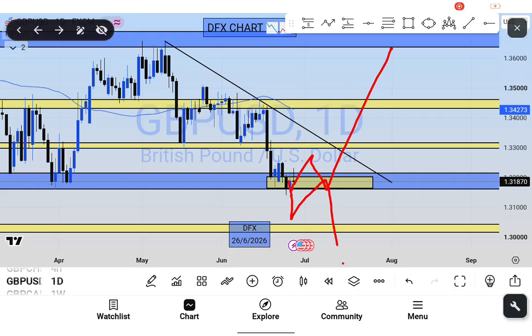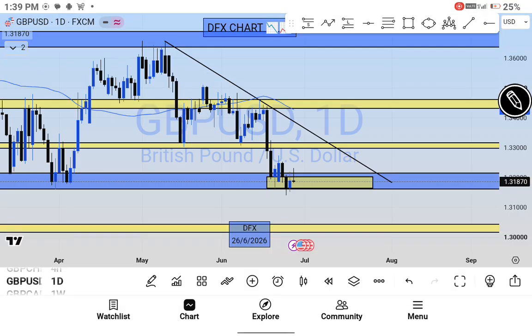So those are the two scenarios we're looking at. That's why I said we let the market do its thing, and we react to what the market is showing us. All right, so that's it.